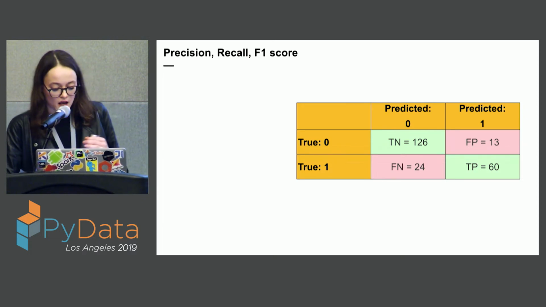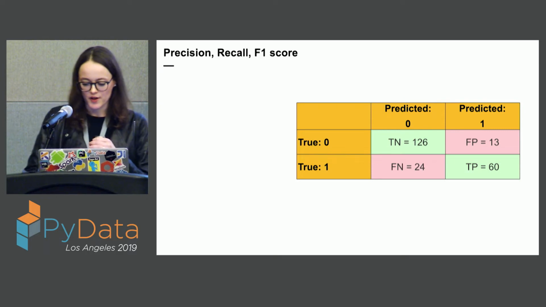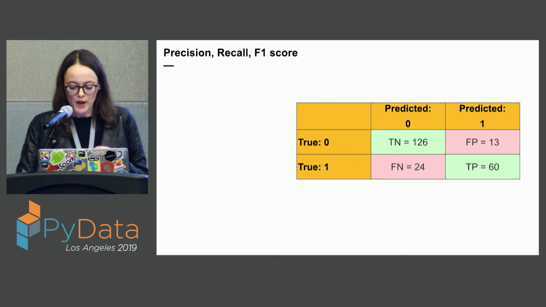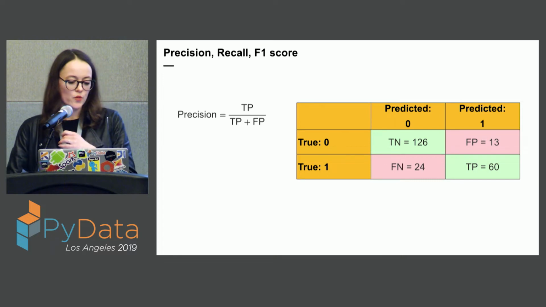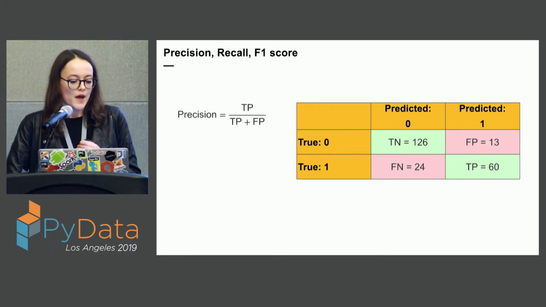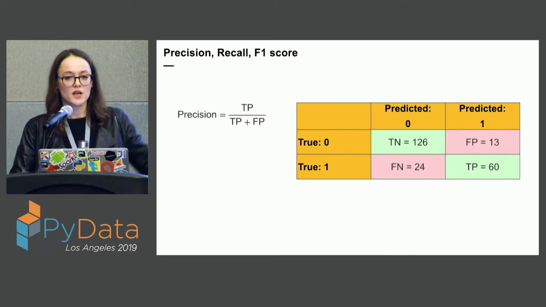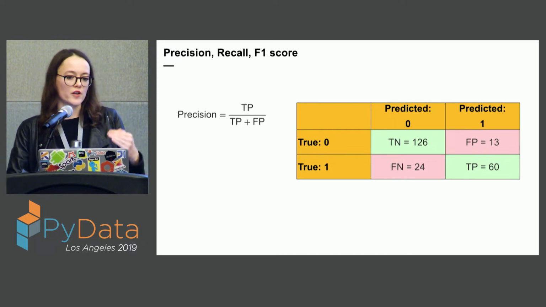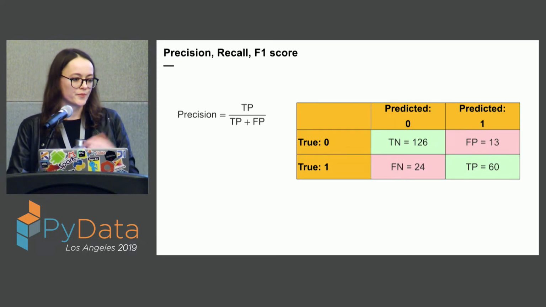So in this case, I want to have as few false positives as possible. And there is a metric that can help me with that. It's called precision. The formula is very simple. It's the number of true positives divided by true positives plus false positives. And as you can imagine, the smaller the number of false positives, the better the metric.